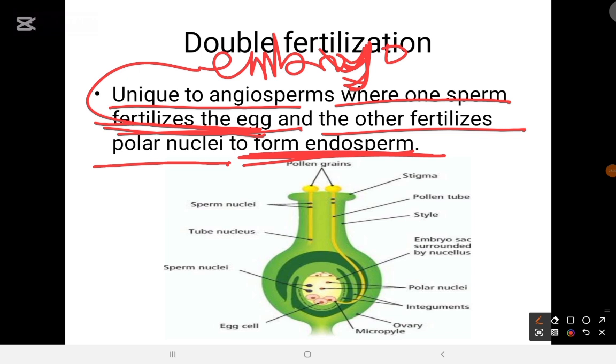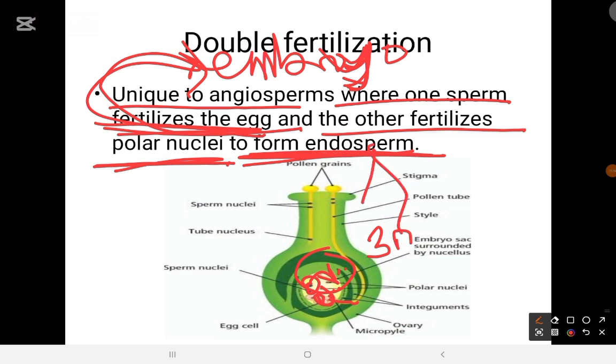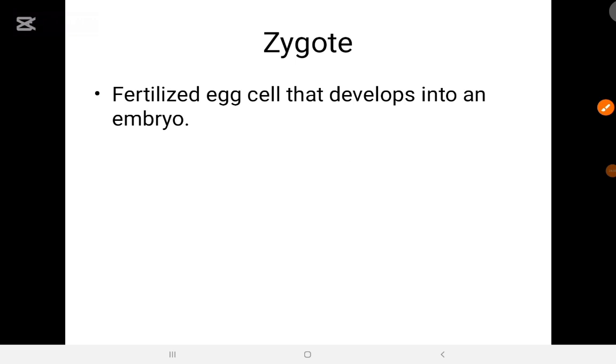After fusion here, we form the zygote, and the zygote later becomes embryo. This is the egg cell here. The first sperm will fuse with this and form the zygote, which will become the embryo, and then the next sperm cell will fuse with the two polar nuclei, so it will form a triploid, which is the endosperm that nourishes the developing seed. Then we have the zygote, which is the fertilized egg cell that develops into embryo.